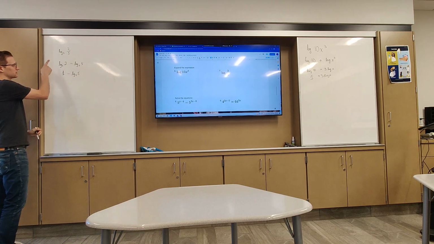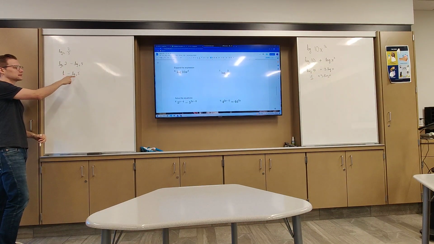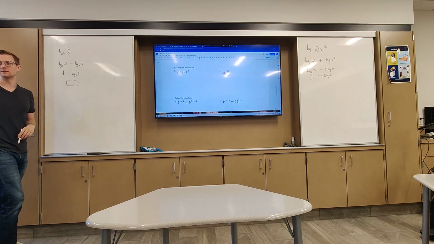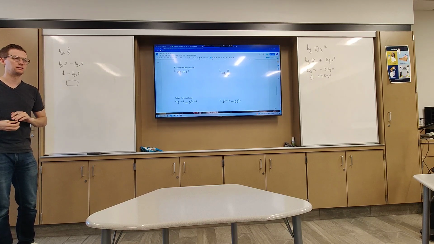Some people left it like this, that was fine. Some people plugged this into their calculator and did 1 minus that thing and gave me whatever answer that is. That's also fine. Okay. Any of these. Literally, that's all you have to do. Apply the quotient property.